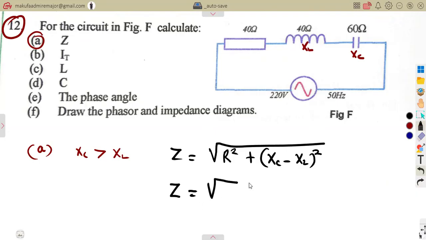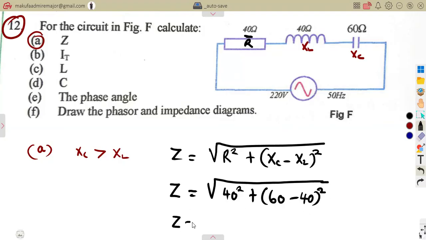So Z is equal to the square root of R squared. We've got our resistance, which is 40, squared, plus XC, which is 60, minus XL, which is 40, squared. That is going to give us the impedance of the circuit in this case, which is the total impedance, 44.721 ohms. So this is what you're going to have at the end.